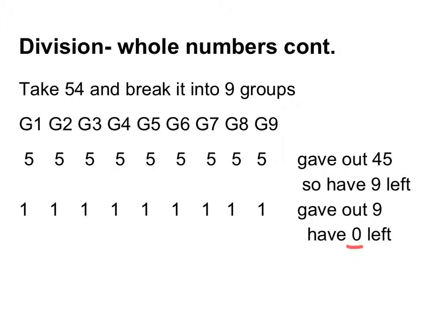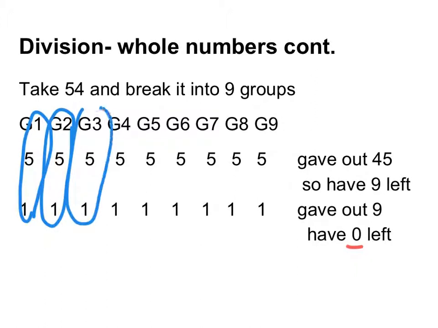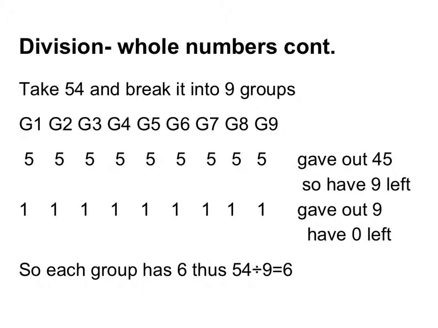So then my answer is, how much is in each group? If I look at each group by itself, each group got a 5 and a 1, which means every group got 6. So each group has 6, therefore 54 divided by 9 is 6.